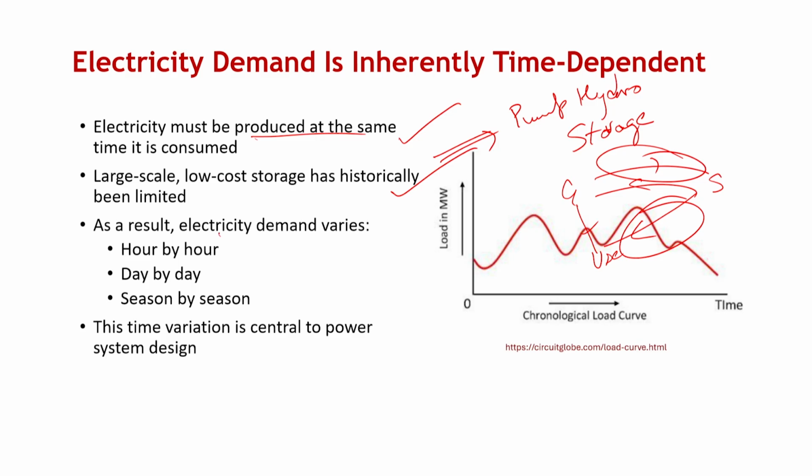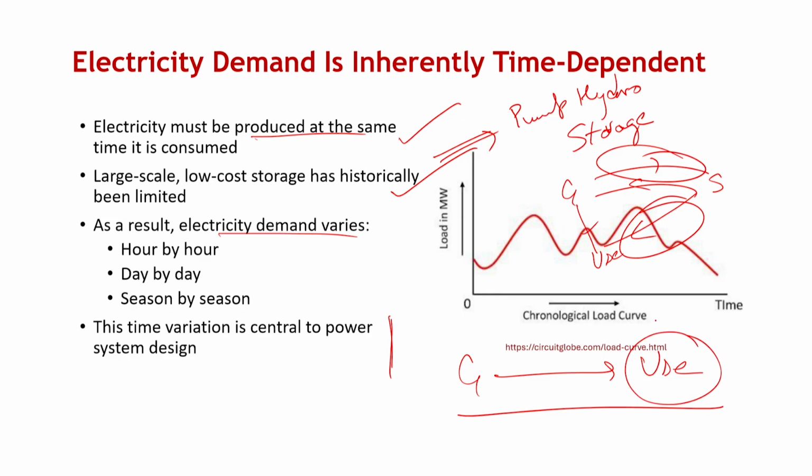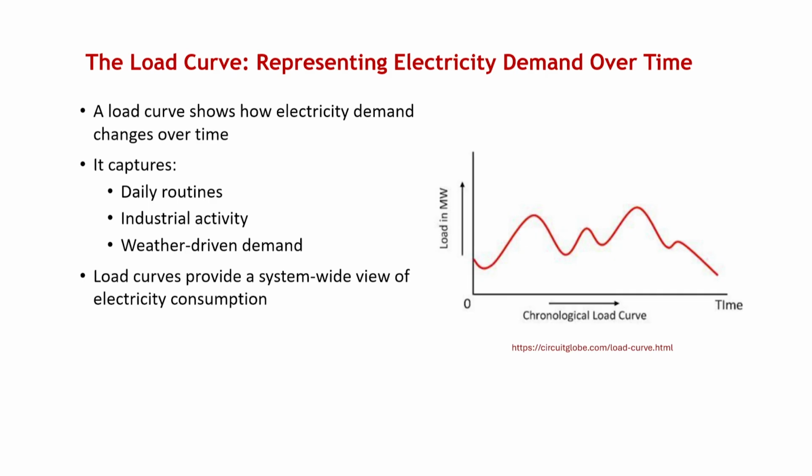So my demand varies by hour, day by day, and season by season. This demand variation becomes central to any power system design, because we want a system where we generate, supply and consume. Since my usage pattern changes over the period of the day, my generation system design always depends upon my usage pattern, and that takes the energy efficiency discussion in a very different direction now, right?